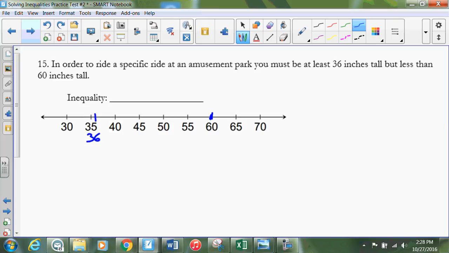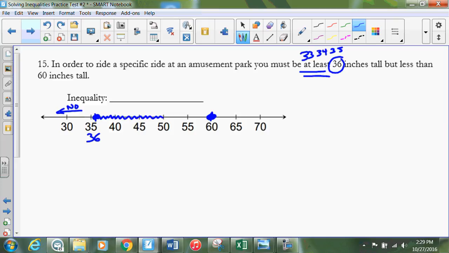You must be at least 36 inches. If you're 36 inches, can you go on the ride? Sure. So our 36 is going to be filled in because that's part of our solution. If you are 60 inches tall, can you go on the ride? Sure you can. So we're going to fill that in. Now we need to decide on the shading. So if you are 33 or 34 or 35 inches, will you be able to ride on this? No, you won't. So I can't go this way. No, I can't go that way. You've got to be taller than 36 inches, so I can go this way.